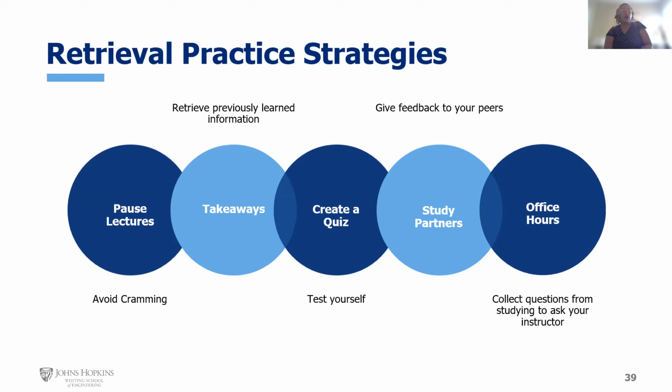Study partners are a great retrieval practice strategy because to give feedback to your peers, you need to recall information. You need to question and critically think so that you can assist them and give them feedback. And then finally, using your course office hours is a method where you'll collect questions from your studying to ask your instructor, right? And so after you've retrieved as much as you can, if you're still having trouble, of course, reach out to your instructor as they might be someone who can help you to get that information correctly.